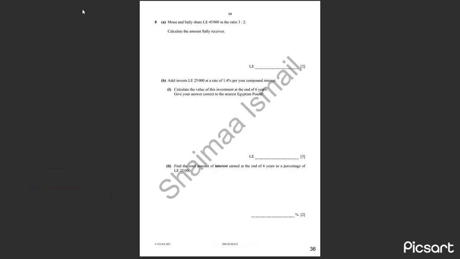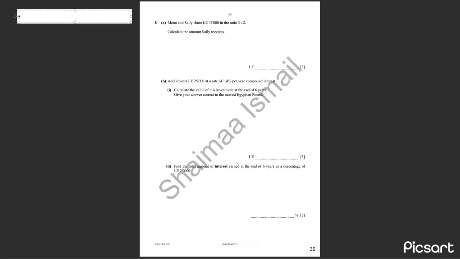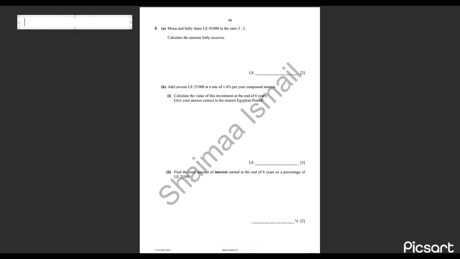Here, Mona and Sally have 45,000 in total. So the total here is equal to 45,000.